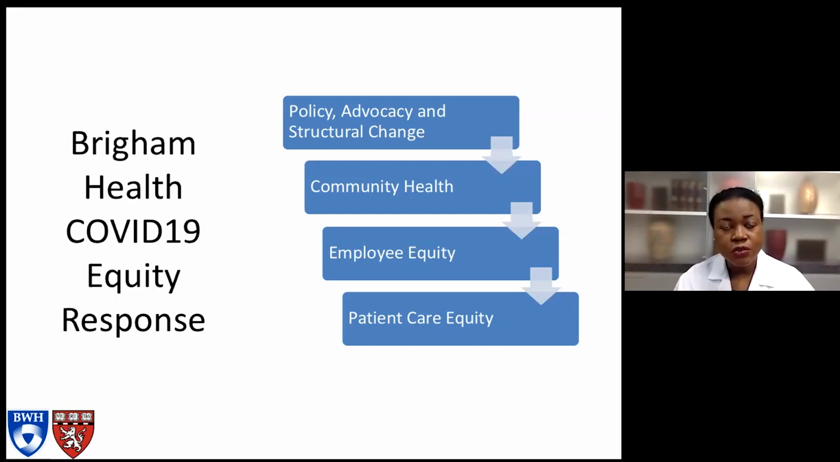And I'm going to tell you a story about how we at Brigham and Women's Hospital and our parent operation, Brigham Health, responded to COVID-19 within our own healthcare institution. And what we learned is that it was necessary to use both of these frameworks to address policy, advocacy, and structural change, community health, employee equity, and all of these were necessary to accomplish patient care equity.